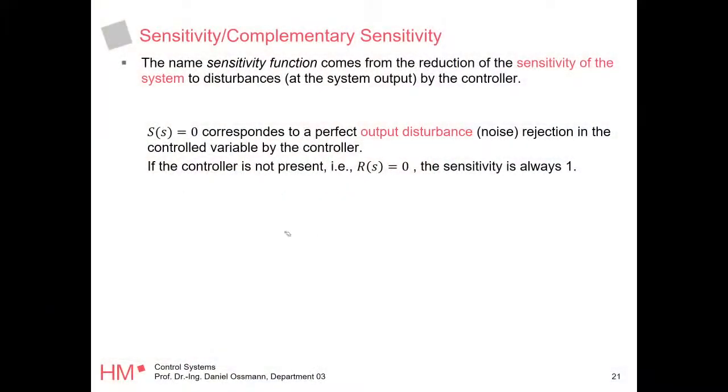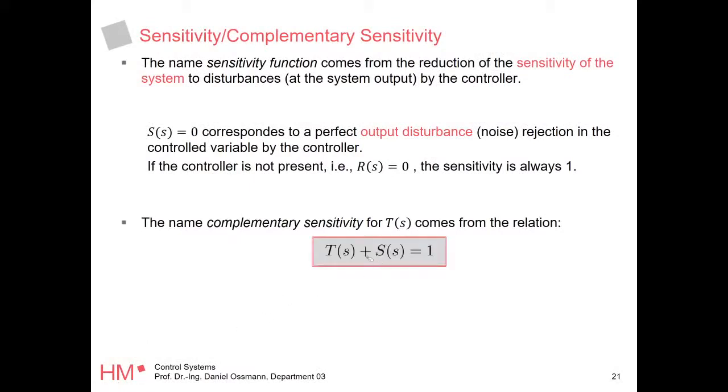So when you have no controller, you have full sensitivity to noise, right? So your system is fully influenced by that noise. By introducing a controller, you're reducing the sensitivity to noise, to disturbances in your system. This is where the sensitivity comes from. Okay, and the name complementary sensitivity simply comes from the relation that T of S plus S of S is always going to be 1.